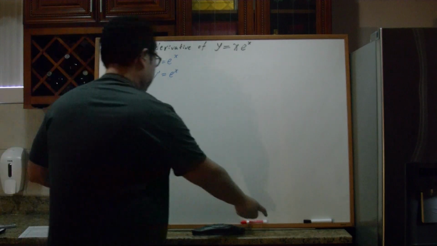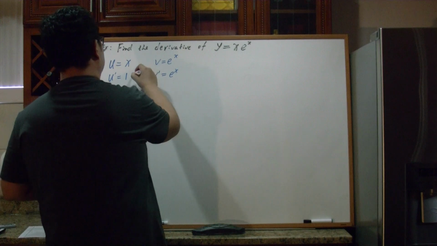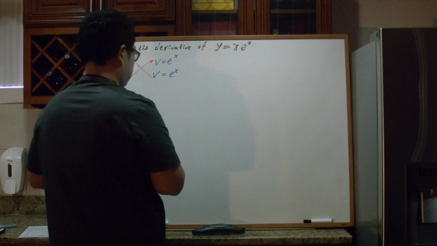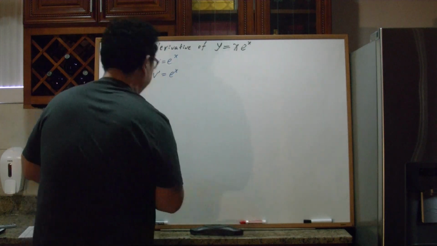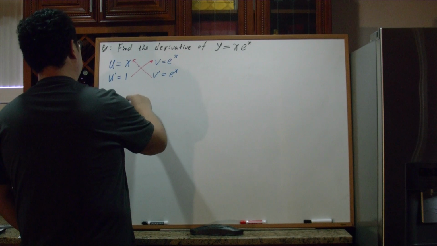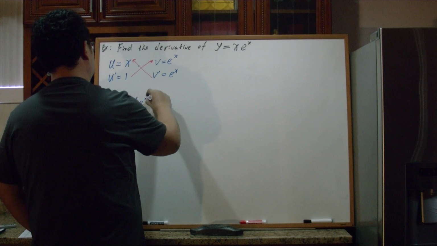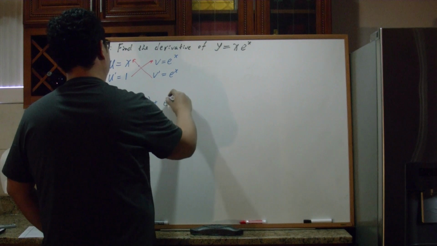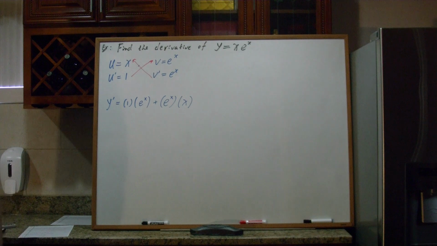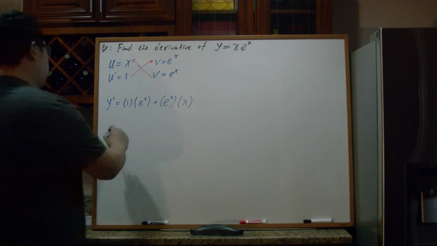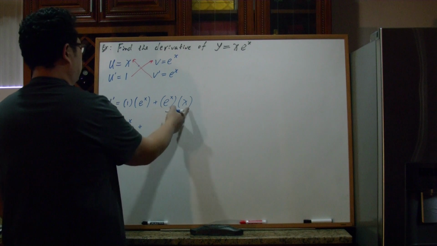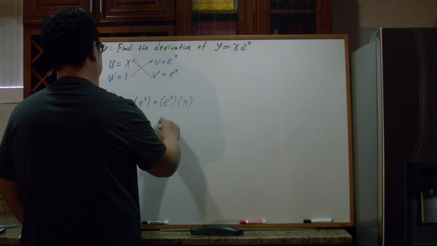Then we apply the rule, u prime times v plus v prime times u. Right. Then we get 1 times e to the x is e to the x, and e to the x times x is x e to the x.